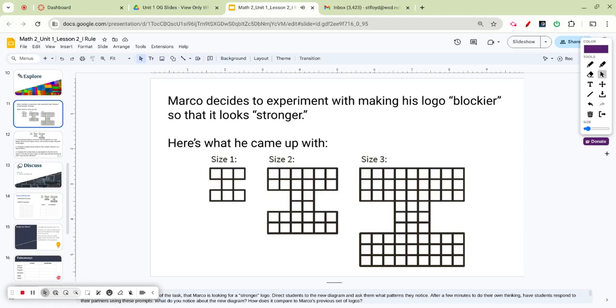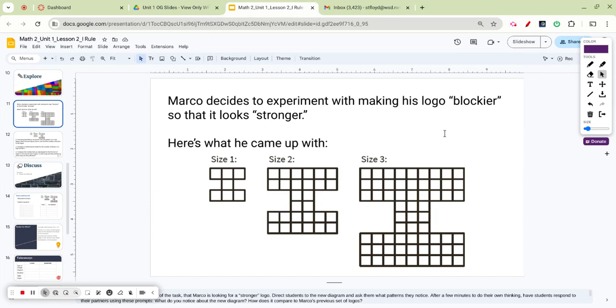Okay, this one says that Marco decides to experiment with making his logo blockier so that it looks stronger. Here's what he came up with. So he starts again with the same size 1, but this time he's going to make it chunkier in both directions. So it's going to be longer this way and longer this way, but also taller, in all directions. And then again, holy shamoly, it's getting bigger and bigger and bigger.